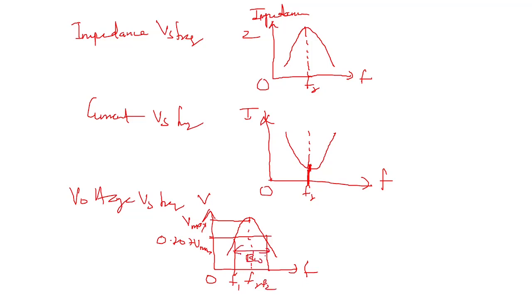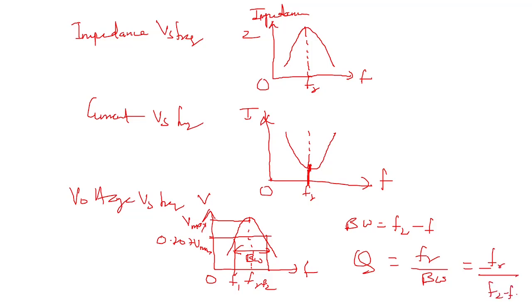Now this is the bandwidth of the circuit. If you know the bandwidth of the circuit, bandwidth will be given as f2 minus f1. Similarly, if you want to know the quality factor Q, Q is given as resonant frequency upon bandwidth, that is fr upon f2 minus f1. So this is your quality factor.